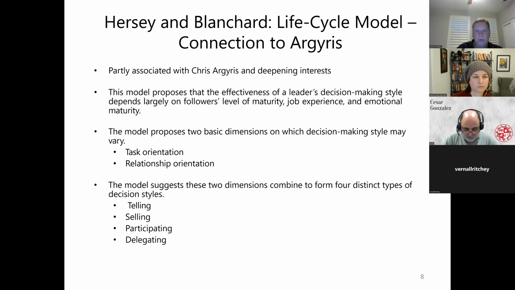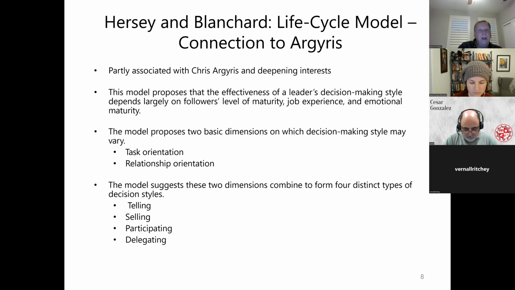So from this life cycle approach, we end up with 4 different types of styles that come out of this approach as well: telling, selling, participating, and delegating, all depending upon where the employee is in their personal growth trajectory. So if they're very early in their trajectory, they don't have a lot of emotional maturity, then you're in the telling type of style, where again, you're directing what they are doing. If they've moved a little bit further down the road in terms of emotional maturity, then you can move from telling to selling, where you are convincing them that yes, this is the appropriate thing to do.